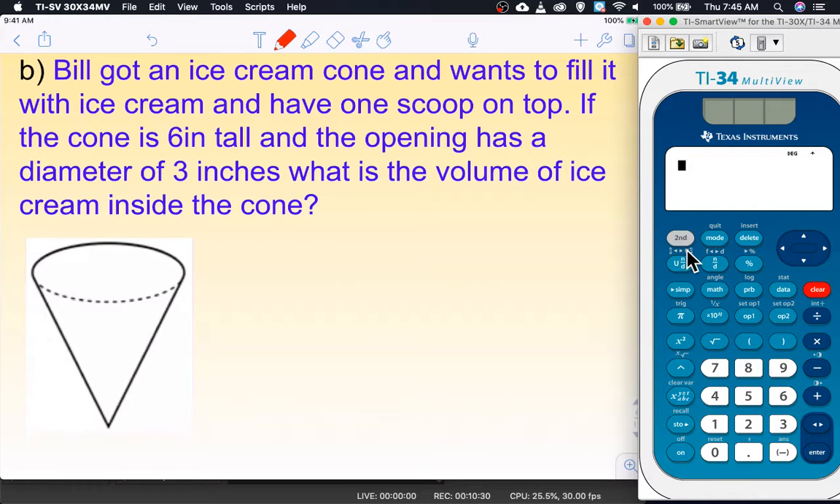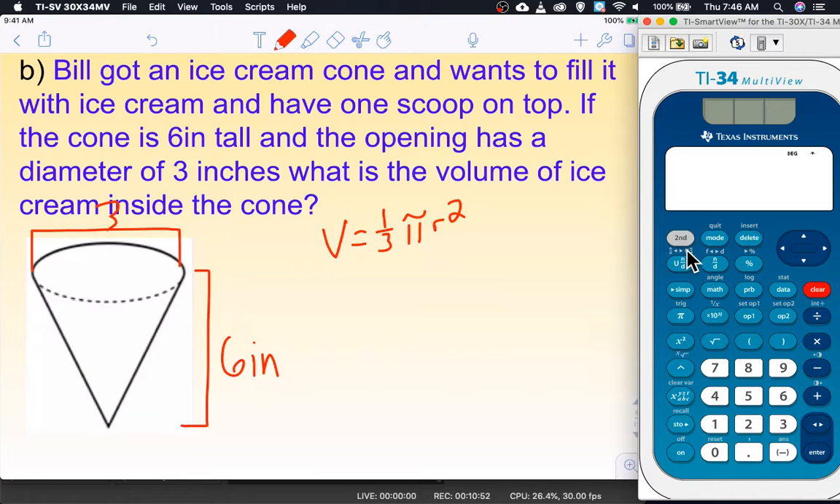All right, so first thing I would do is label my picture. So it has a height of 6 inches. And the diameter of the cone is 3 inches. So our diameter is the whole way across. Next, I would look up the volume formula for a cone. V equals 1/3 pi r squared h.